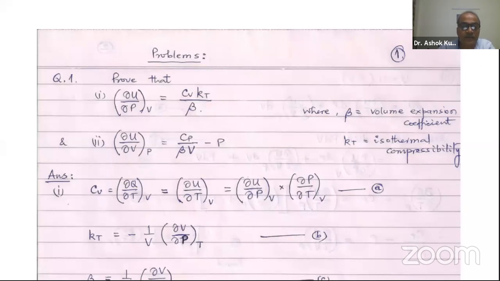Now, second part. We have already defined yesterday different kind of elastic constants, and one constant was isothermal expansion coefficient or isothermal expansivity.